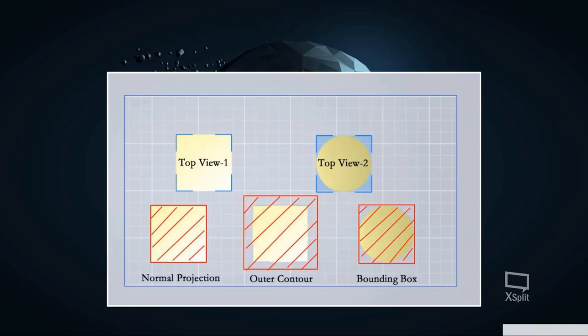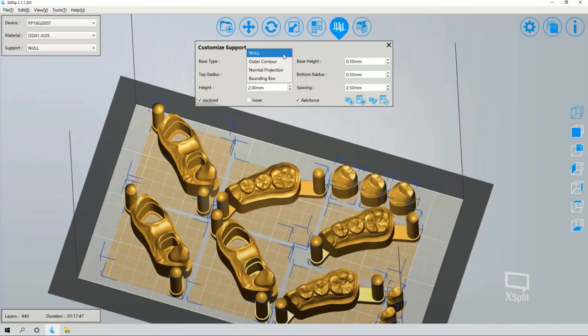The normal projection is the exact copy of the shape and the size of the object. The outer contour is a base larger than the surface and the shape of the object. And finally, selecting bounding box, the base will be created like a box around the object. Okay, for this case, I think we can select normal projection.